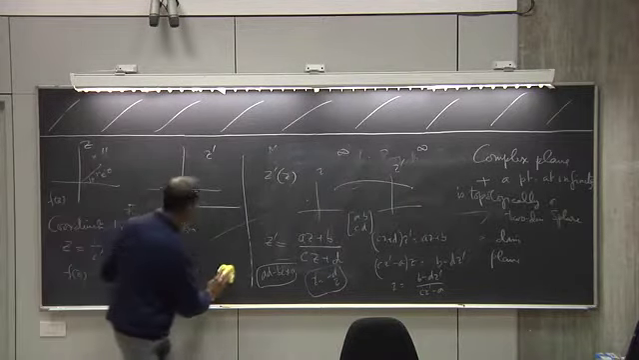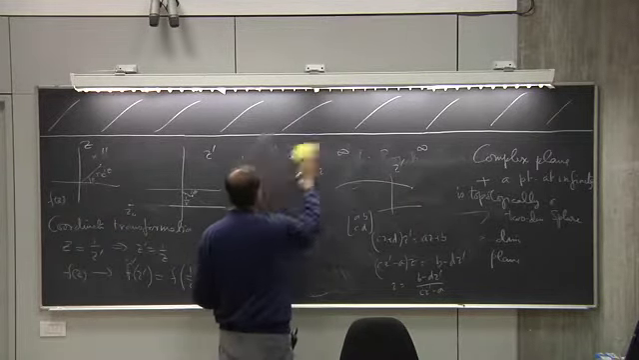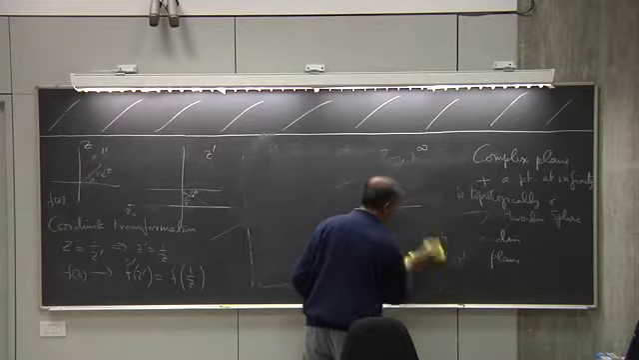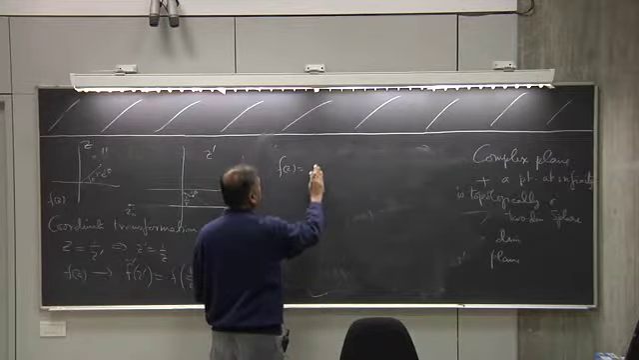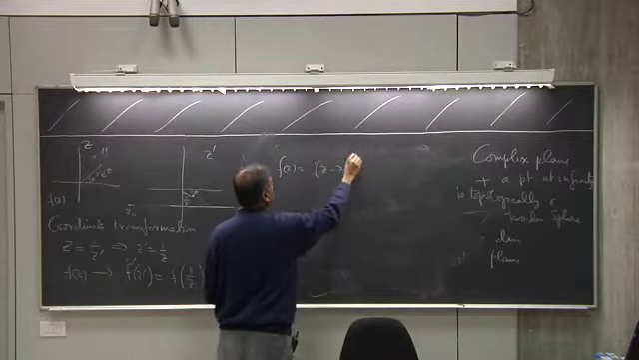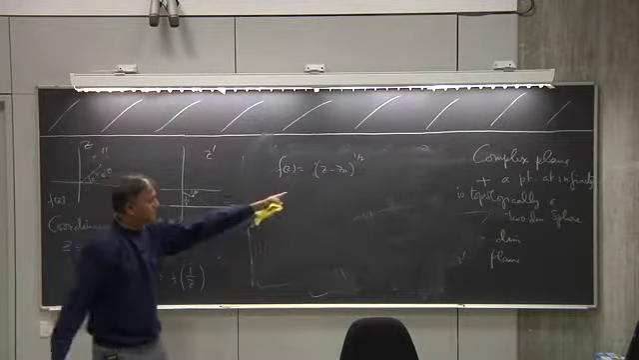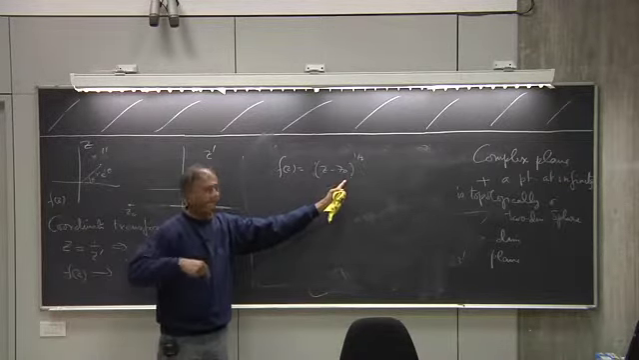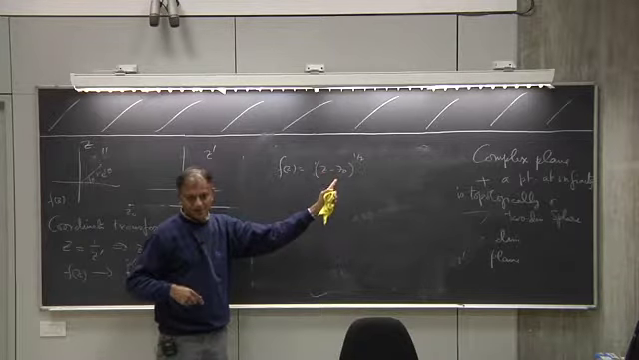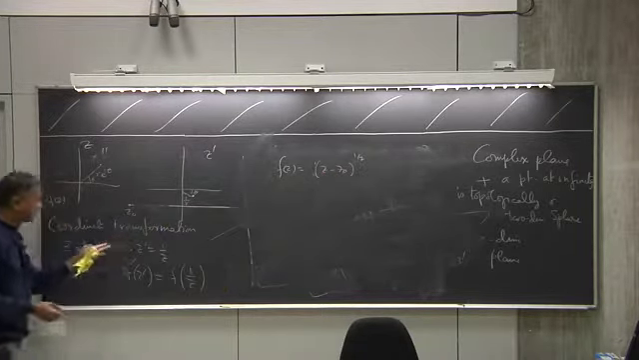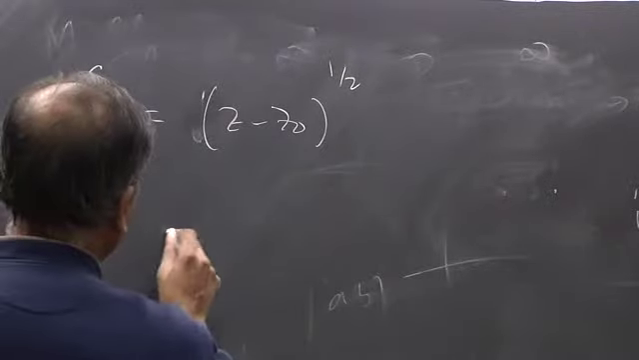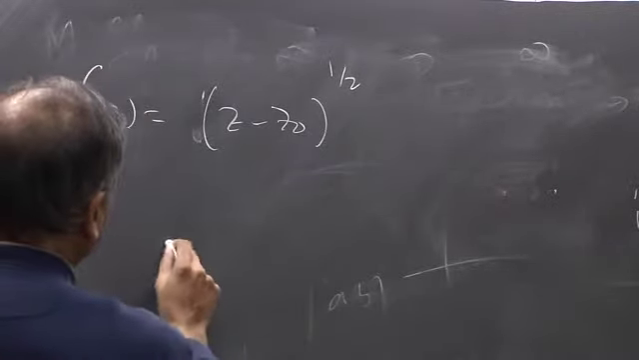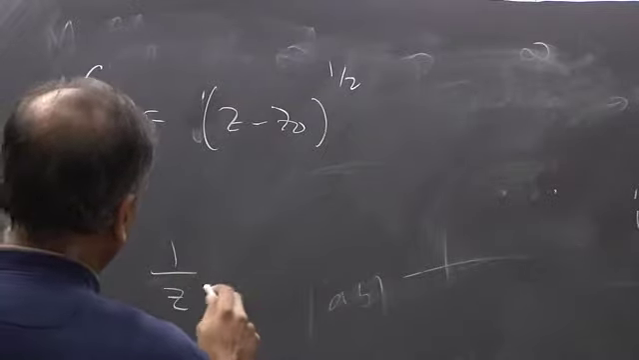All right. So now let's go back to our square root of z minus z naught. This function f of z, which was square root of z minus z naught, to the half. We said, of course, z naught is a branch point, but also z equal to infinity is also a branch point. To see that, as I said, you have to make a coordinate transformation to study its behavior near infinity, right?